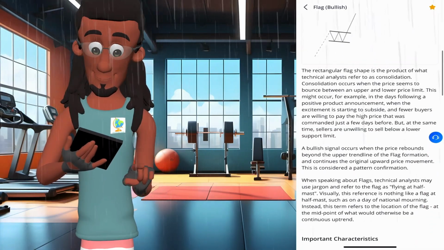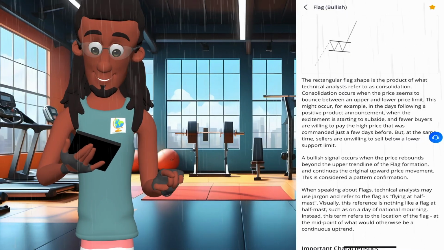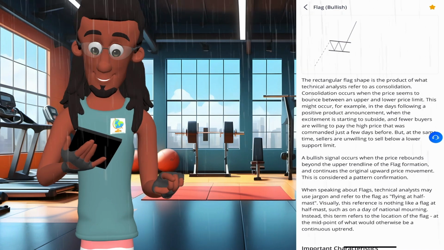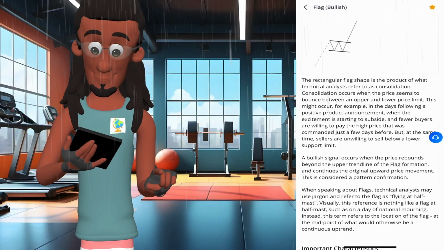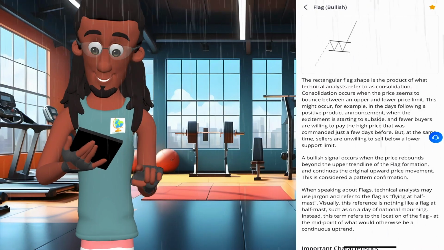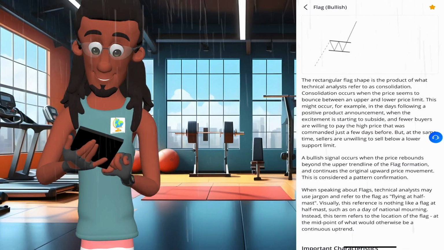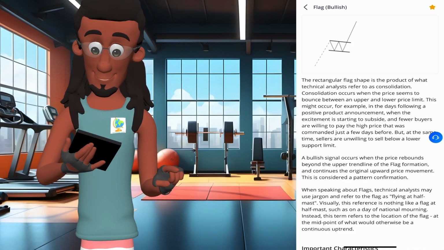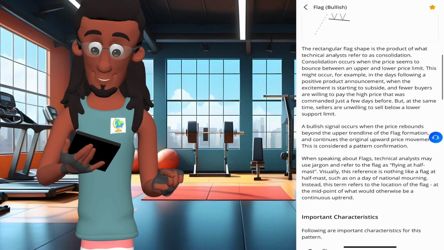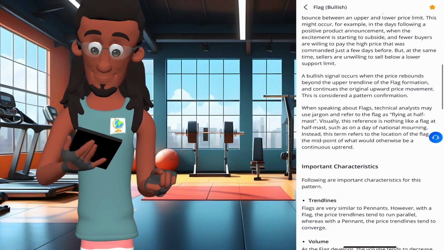The rectangular flag shape is the product of what technical analysts refer to as consolidation. Consolidation occurs when the price seems to bounce between an upper and lower price limit. This might occur, for example, in the days following a positive product announcement, when the excitement is starting to subside and fewer buyers are willing to pay the high price that was commanded just a few days before. But at the same time, sellers are unwilling to sell below a lower support limit.